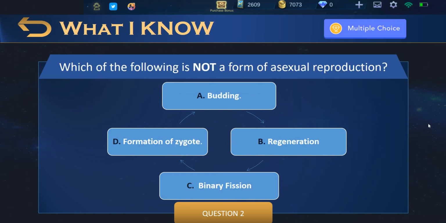Let's proceed with question number 2. Which of the following is not a form of asexual reproduction? A, budding, B, regeneration, C, binary fission, and D, formation of zygote. Go. Time is up. The correct answer for this is letter D, and that is formation of zygote. There is no zygote in asexual reproduction.